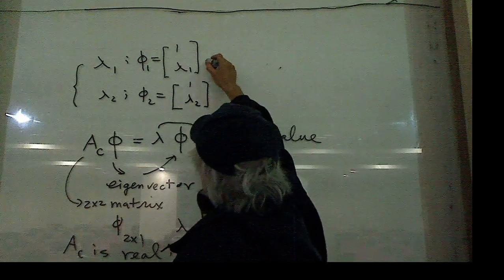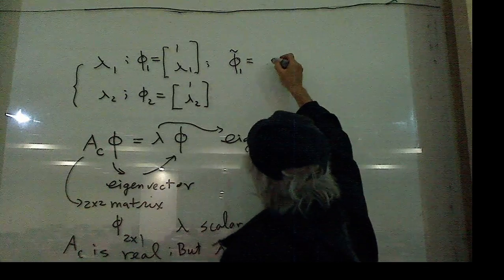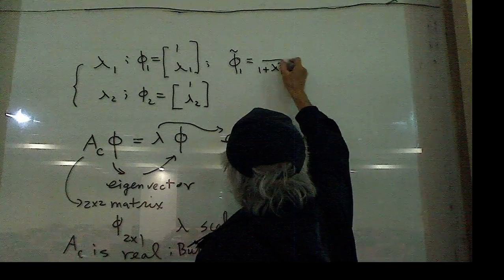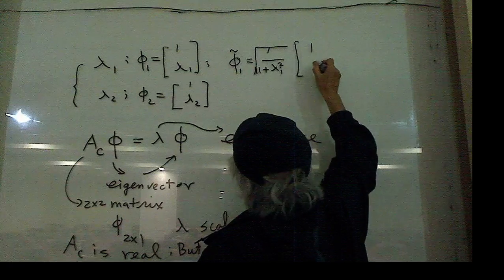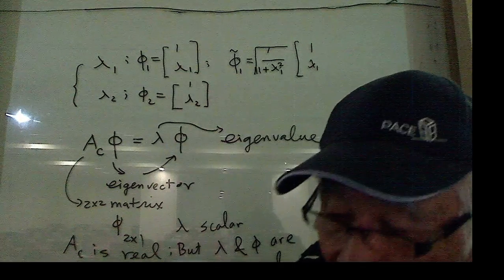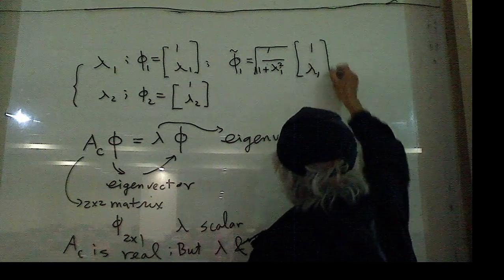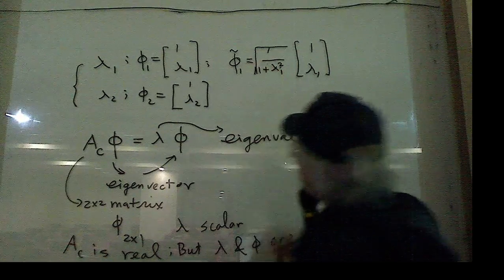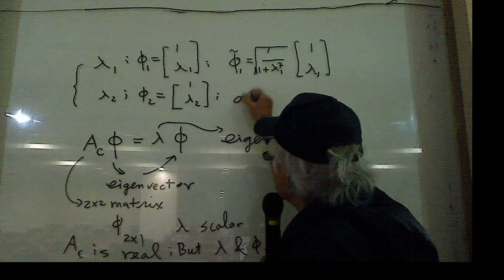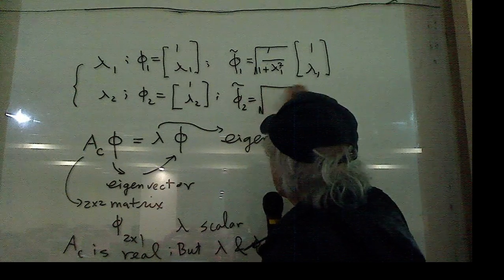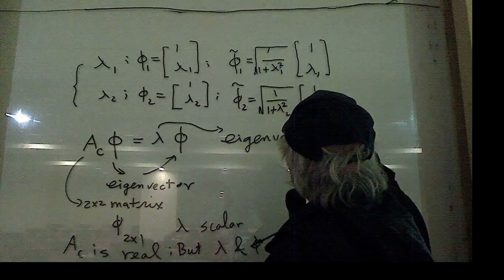However, we can normalize it. We call phi 1 tilde. We can normalize this vector to become the square root of 1 over 1 plus lambda 1 squared, times 1 lambda 1. Normally, we normalize the eigenvector like this, which means the length of the eigenvector equals 1. And the same thing for phi 2: square root of 1 over 1 plus lambda 2 squared, times 1 lambda 2.